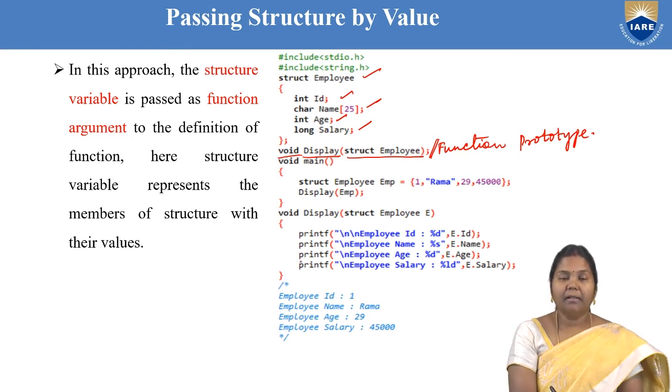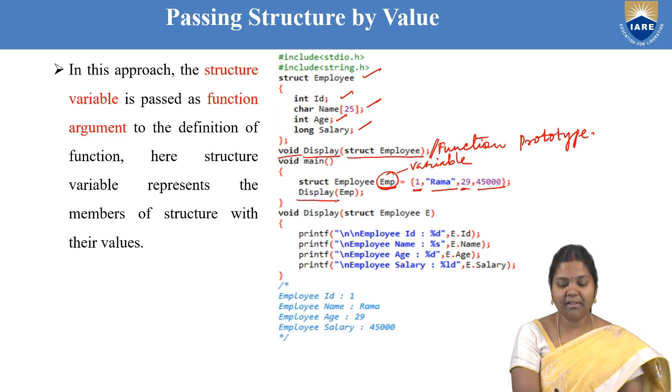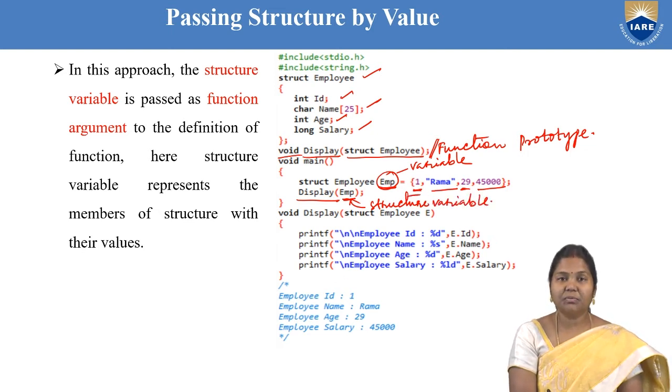Then write the main function. In the main function, we are creating one record of the structure employee. The record has ID 1, name Rama, age 29 and 45,000 as the salary. So we have created one structure record; this is called initializing. After creating that record, EMP is called the structure variable. Passing a structure is nothing but passing the variable to the function. Now we are calling the display function and passing the structure variable. Passing the structure variable means the values of each member will be passed to the function.